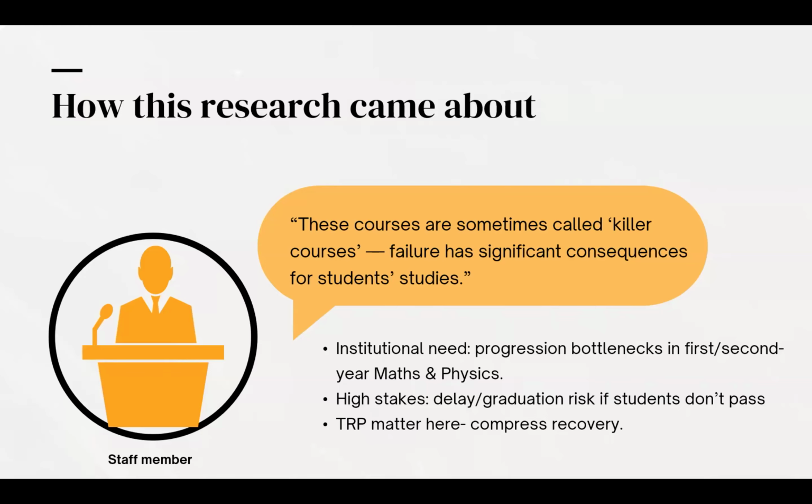Okay, so this is the reason why, and we call it a progression bottleneck. So students can't go anywhere after that further into the engineering program. And that is why the TRPs matter here. They compress recovery and allow students to re-enter the very tightly sequenced engineering program in no time.